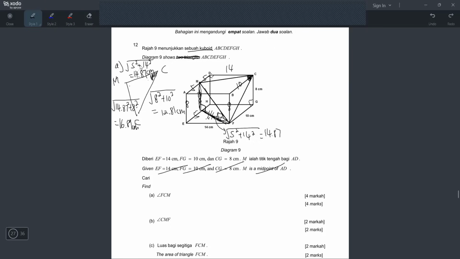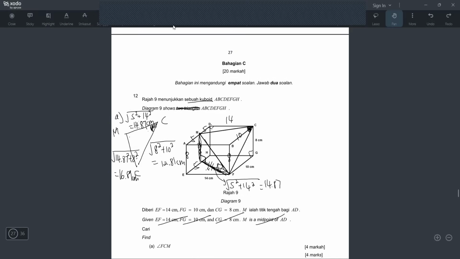So this is all three sides. I think I managed to find all three sides. Now I can find my angle FCM using the cosine rule. Let's write down the cosine rule formula. What is the cosine rule formula? Do you know? A square equals B square plus C square minus 2BC cos A. Make sure you know this formula. This is the formula for the cosine rule.